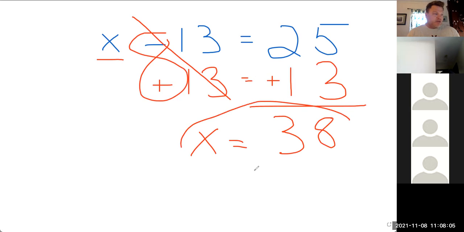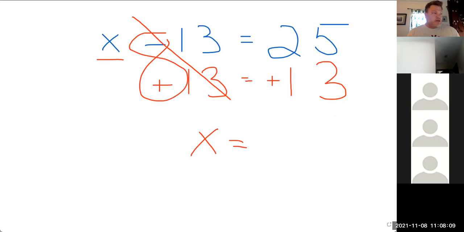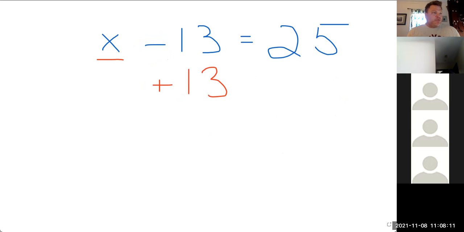And that's going to be our answer. Okay, so I'm going to unwind it. What did I do differently than the other problem? Well, the number was first, and it was positive. So I made it second, and I made it negative. But the rules stay the same.